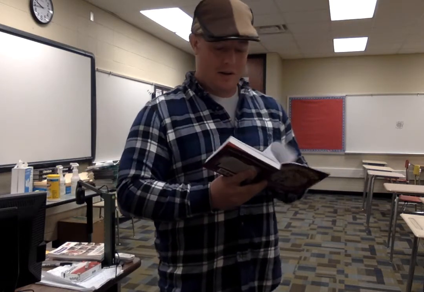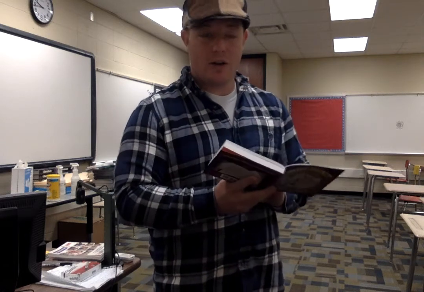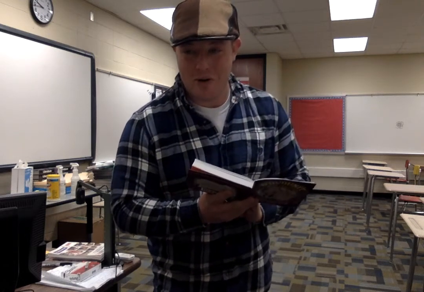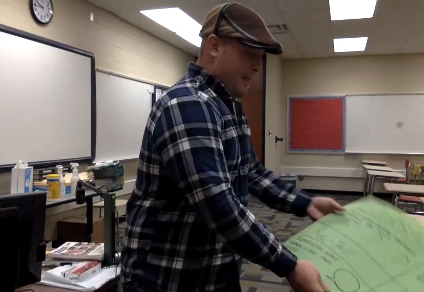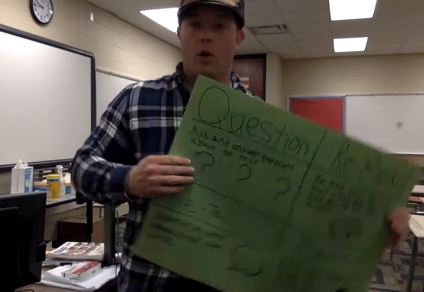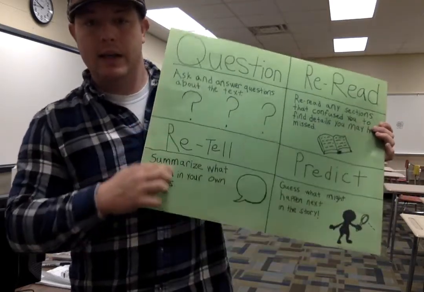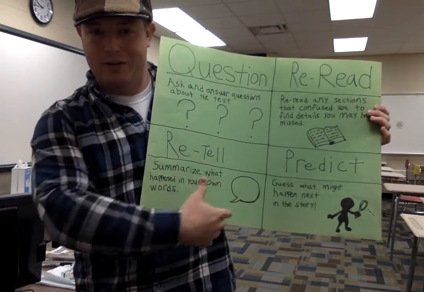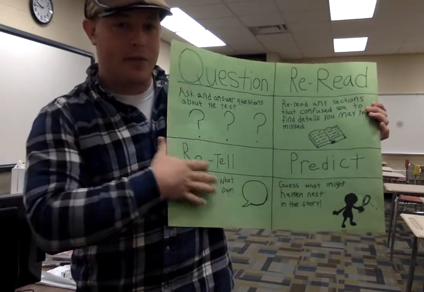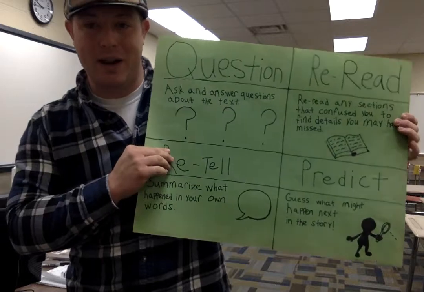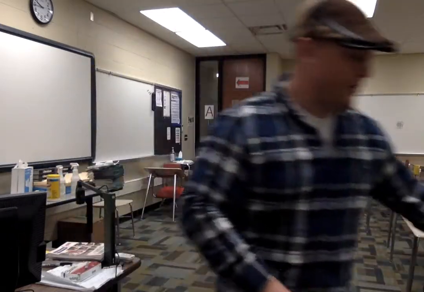So you might not know it, but we just read through the entire story, and it should be completely obvious who the murderer is. So what I'm going to do is give you a chance to reread the story right now, which is one of our strategies. We're going to ask questions about the text first, then we're going to reread it. We're going to retell the story as we saw it, and then we're going to predict what will happen next, meaning who is the murderer.